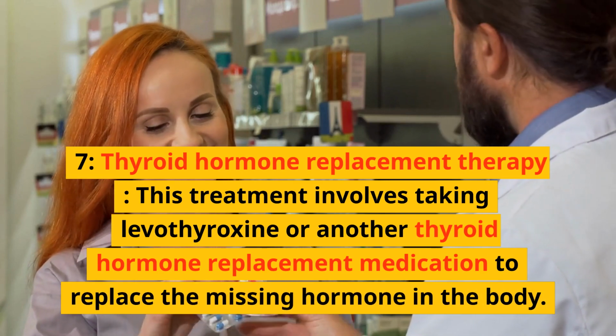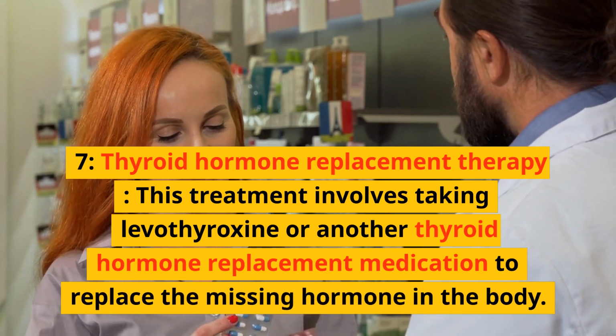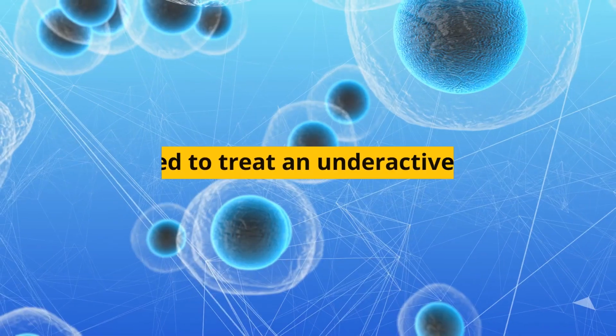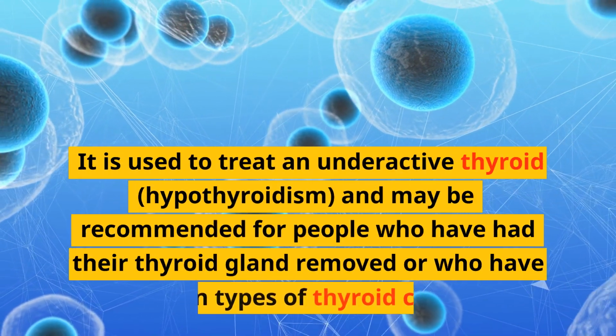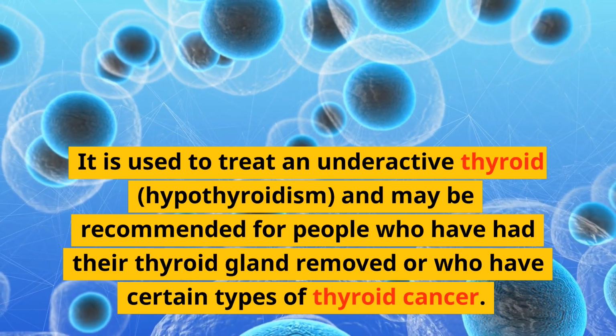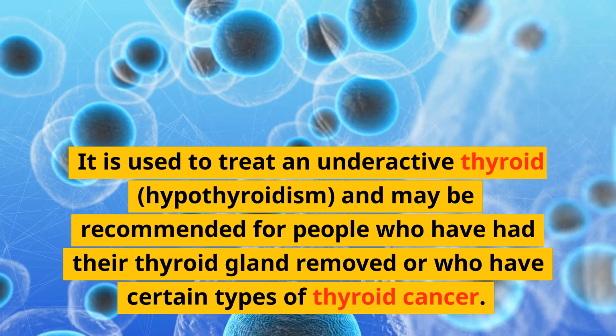This treatment involves taking levothyroxine or another thyroid hormone replacement medication to replace the missing hormone in the body. It is used to treat an underactive thyroid, hypothyroidism, and may be recommended for people who have had their thyroid gland removed or who have certain types of thyroid cancer.